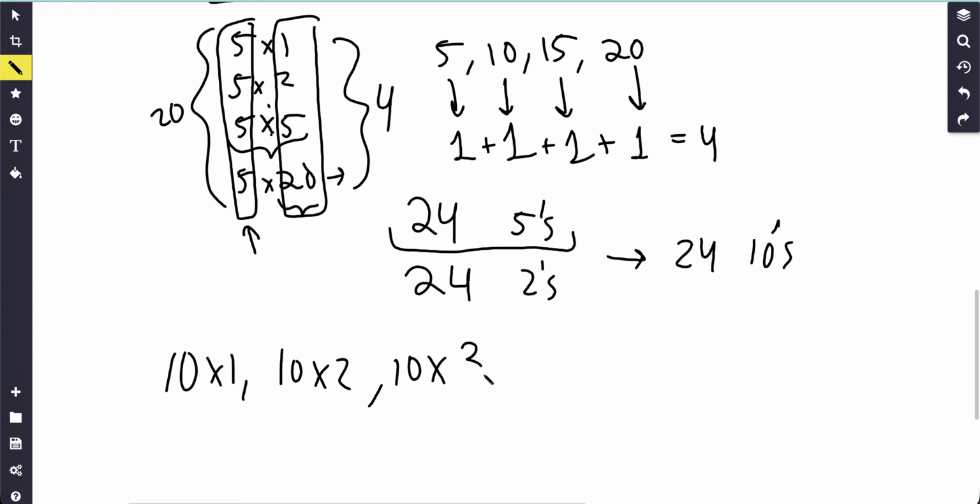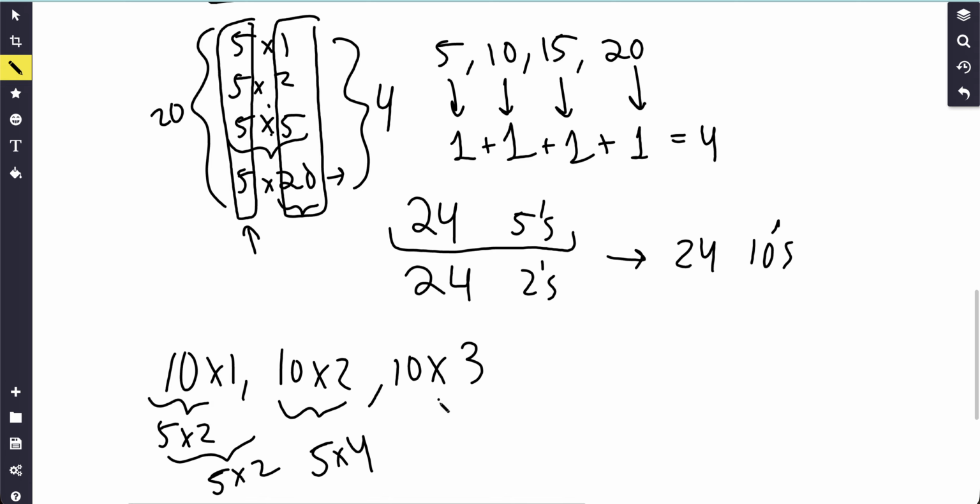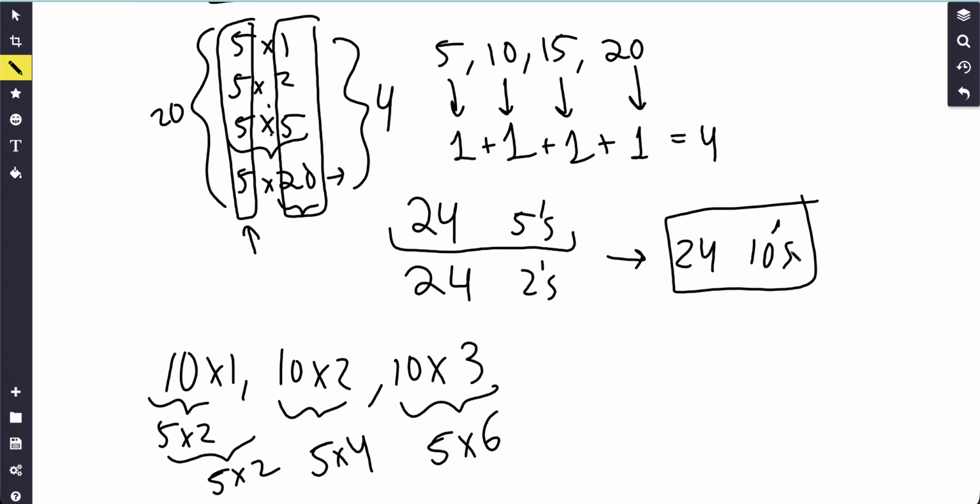But do we actually even need to count it? Well, break down 10. 10 is 5 times 2. So this is included when we counted 5 times 2. This is included when we counted 5 times 4. This is included when we counted 5 times 6. So basically, no need to count the multiples of 10 again. We've already counted everything when we counted the multiples of 5. So we just need 24 10's, and that's our final result.